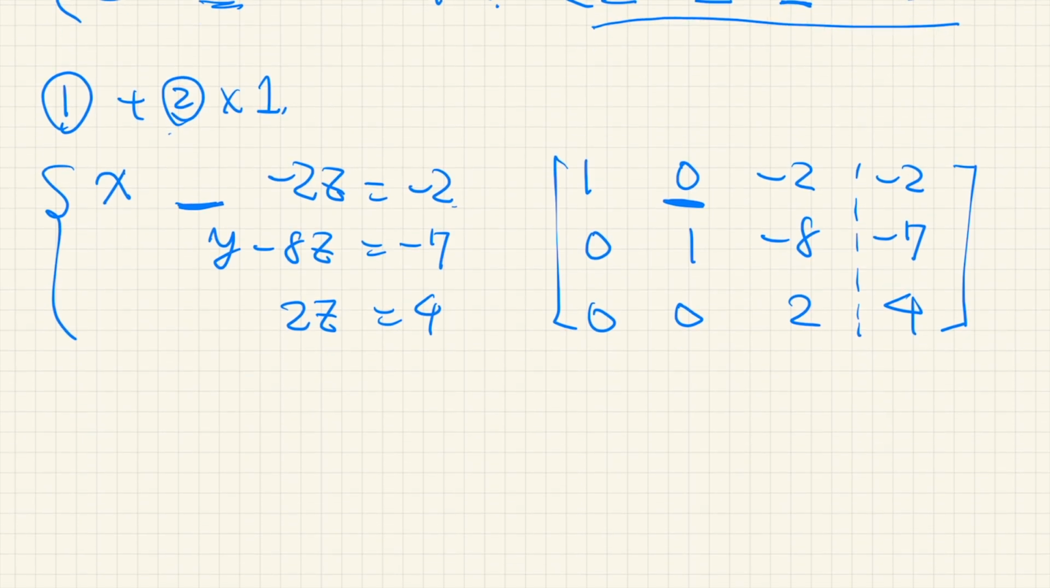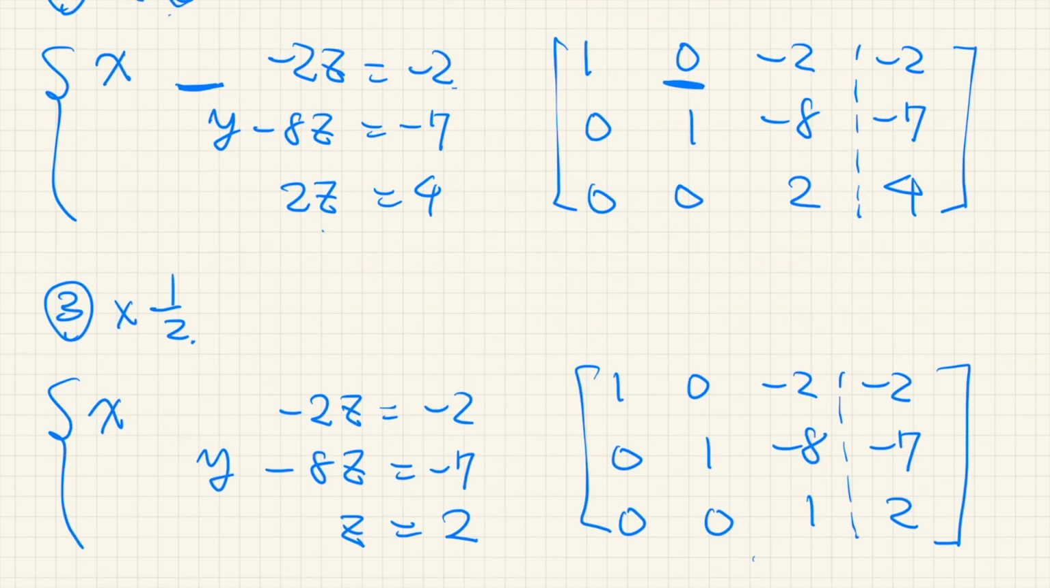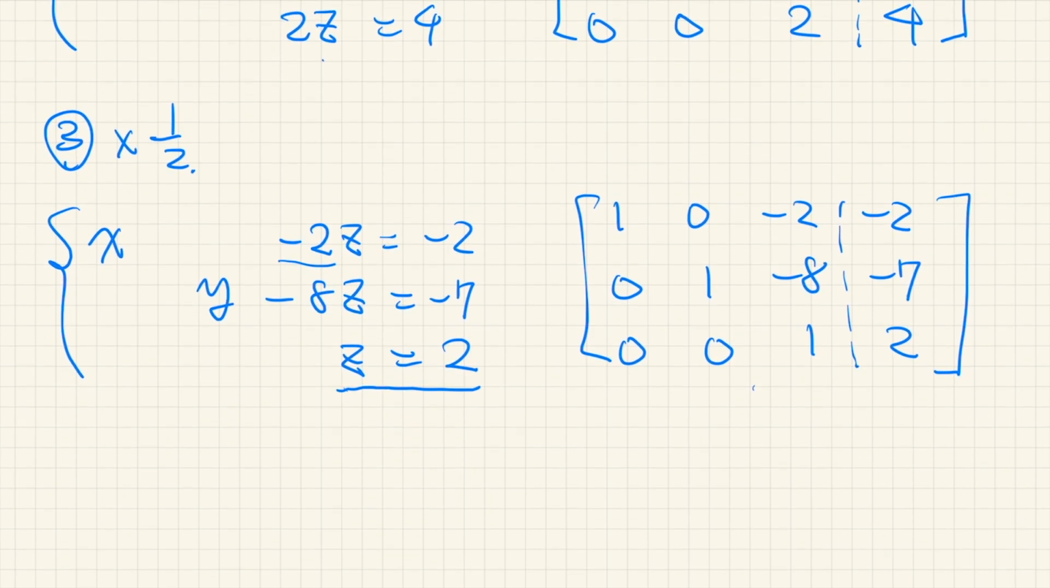And next, let's multiply the third row by 1/2, so that the coefficient for z becomes 1. And at this point, we know the value of z, which is 2. And now, let's eliminate the coefficient for z in the first row. That can be done by adding to the first row the third row times 2.